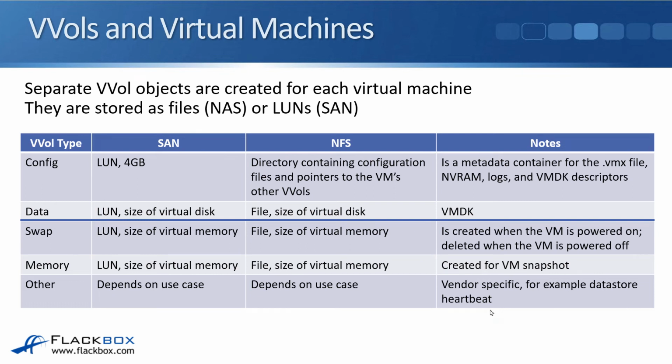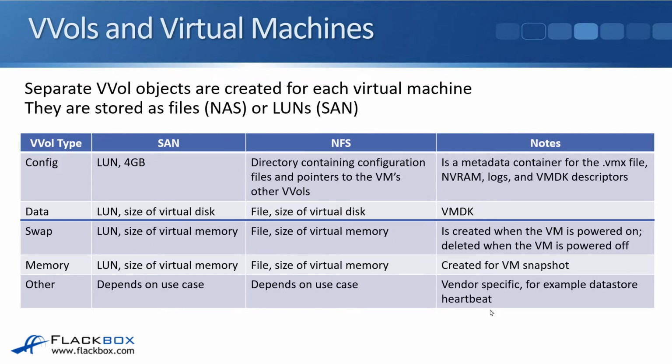So let's look at the different VVol objects that are going to be created and exist when you deploy a virtual machine onto a VVol Datastore. Separate VVol objects are created for each separate virtual machine, and they're stored as files if you're using NAS or LUNs if you're using SAN. Again, the way that we access our traditional data stores using NFS or a SAN protocol is exactly the same way that you access the VVol data stores. Again, you're going to use NFS or a SAN protocol.